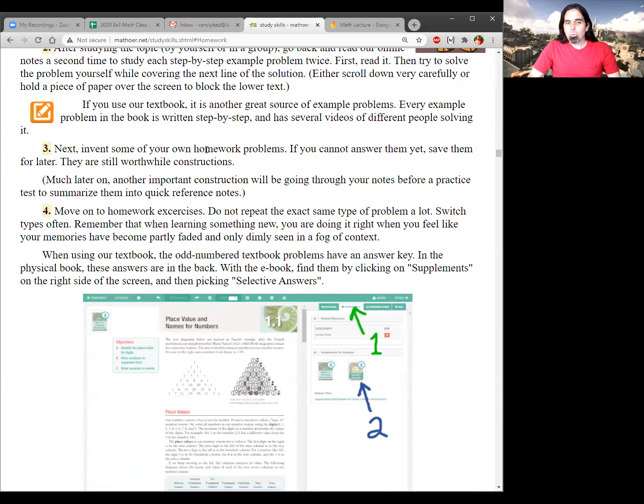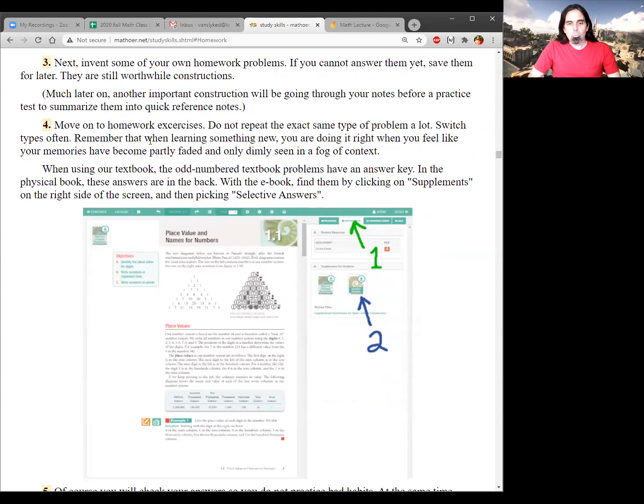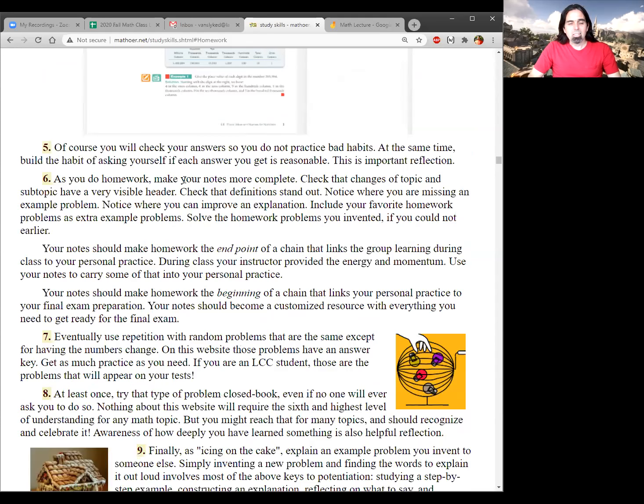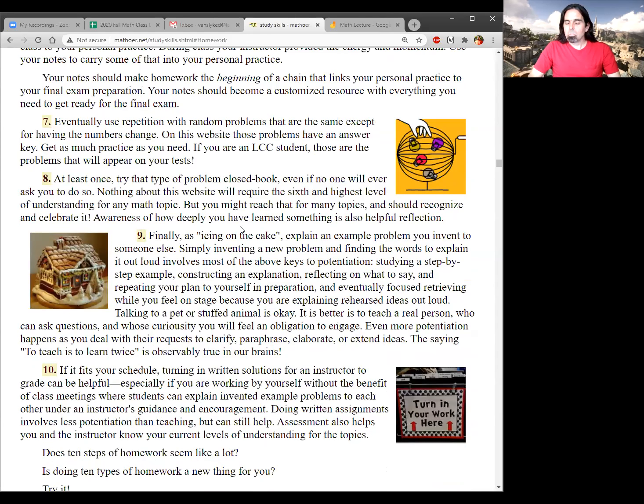Then invent one problem of your own and see if you can answer it. You can always bring it to class as a warm-up. Say, here's mine. I walked this far and then did basketball this long, or whatever your problem is. Then, not this weekend, eventually do some homework exercises, and so on like that. So there's a process for homework that works well.